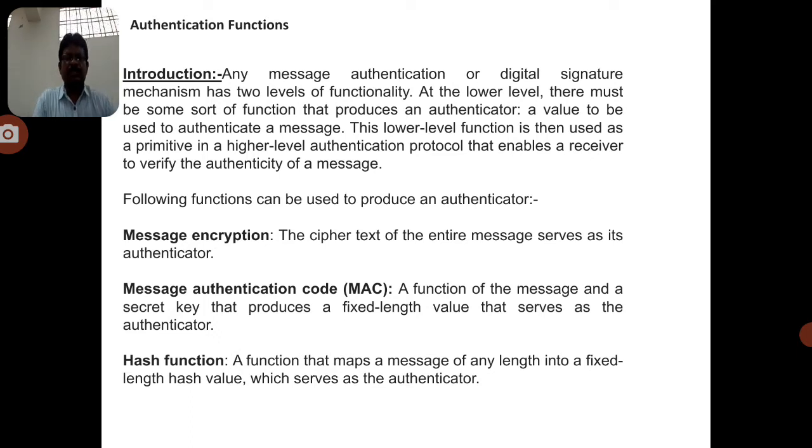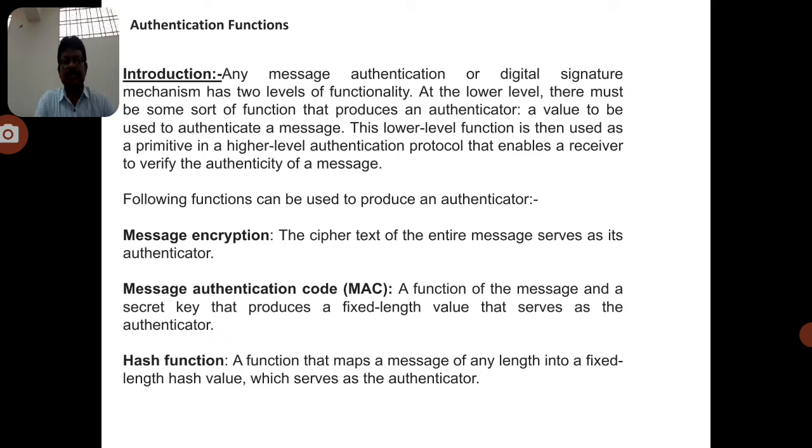Now there are three types of authentication functions. The first is message encryption, the second is message authentication codes, that is MAC, and the third is the hash function. Message encryption is where the ciphertext of the entire message serves as its authenticator. That means whatever ciphertext message the user prepares, whatever key is used.